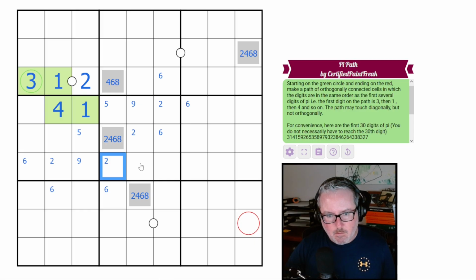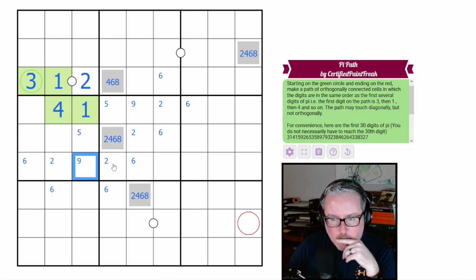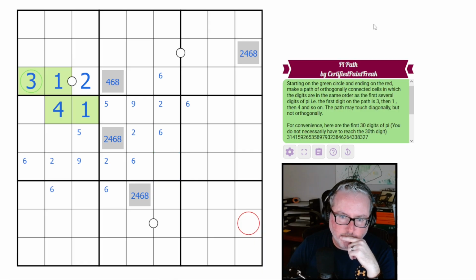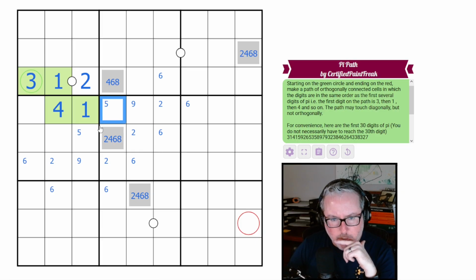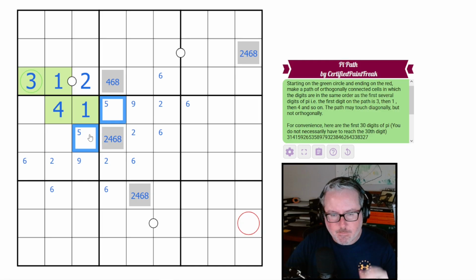Oh, wait, that doesn't... We had another way to go. 1, 5, 9, 2, 6. This could be a 5. One of those would be 5s. It seemed like we're going too far. And we should be able to make a determination about which way this 5 goes.